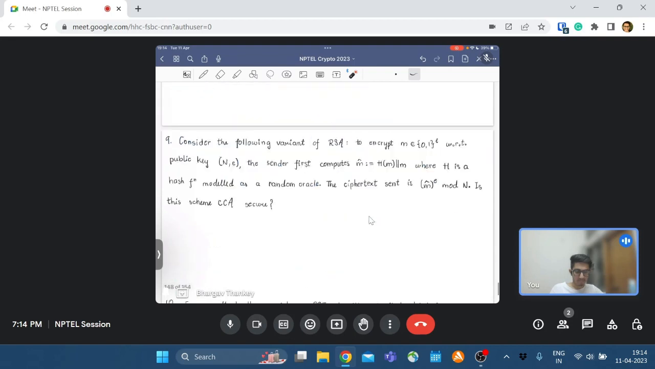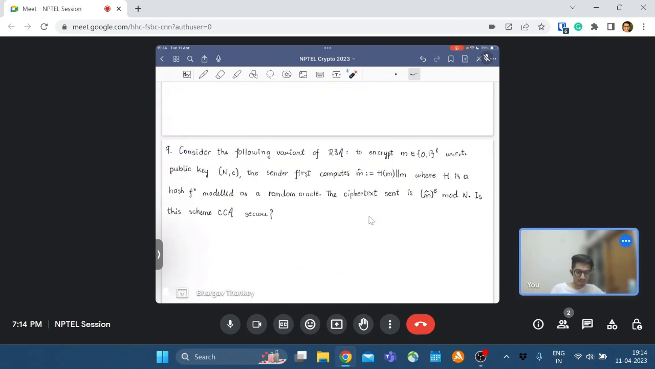Next problem is the following. Consider the following variant of RSA encryption scheme. To encrypt a message M in {0,1}^L with respect to a public key (N, E), the sender first computes M hat defined as H(M) concatenated with M, where H is a hash function modeled by a random oracle. So this means that we are in the random oracle model. The ciphertext sent is M hat to the E mod N, and the decryption is performed analogously.